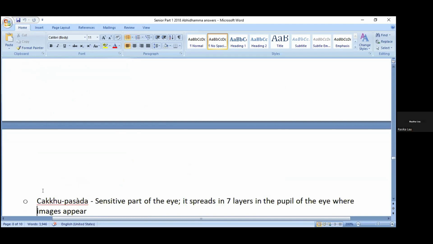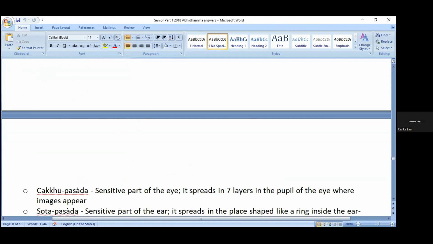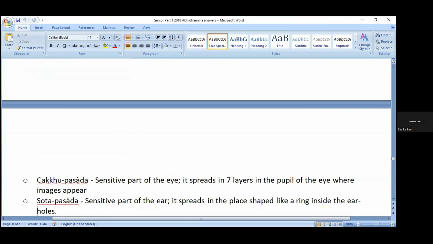So this is my description of all the 28 of them. Sensitivity of the eye, especially the second layer of the eye where the images appear. This is how science describes how the eye works. And then the ear spreads like a ring inside the ear. It's the part that hits the hair of your ear, the part that records the sound.